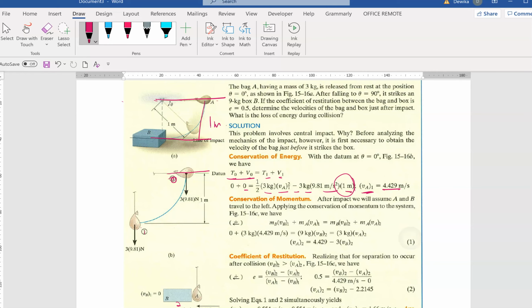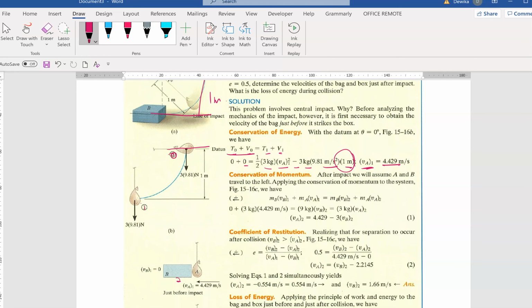Now we can apply the conservation of momentum formula. With the momentum formula, what do we have here? VB initially is actually 0. The box was stationary, right? Now the story is between 1 and 2. Remember 0 and 1 is up here. 1 and 2 is between the sack coming down and the box, number 2.